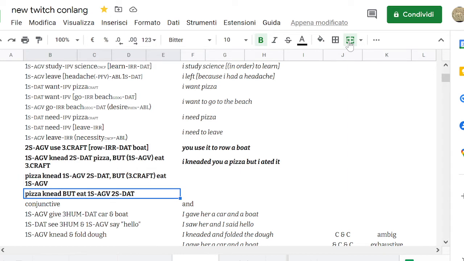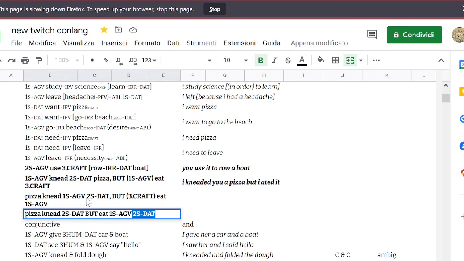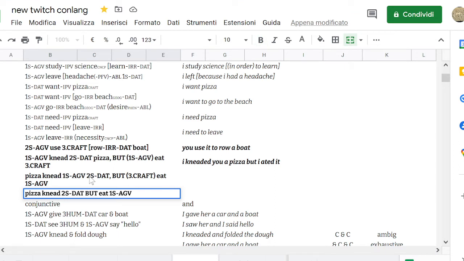So I think maybe, I'm trying to think if there's a way to do this. If there's a way to have the second dative just apply to need. I needed for you, but, oh wait, yeah, pizza was needed for you, but eaten by me. The only issue now is you're not saying explicitly who did the needing, which is why maybe you do just need to have this middle one here. You do need to repeat the agent twice.